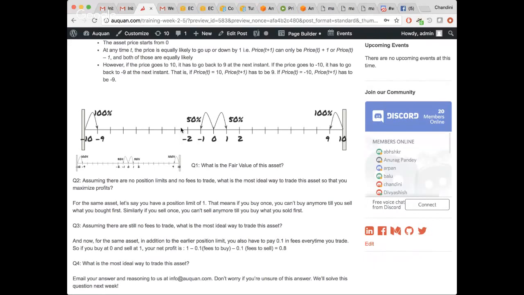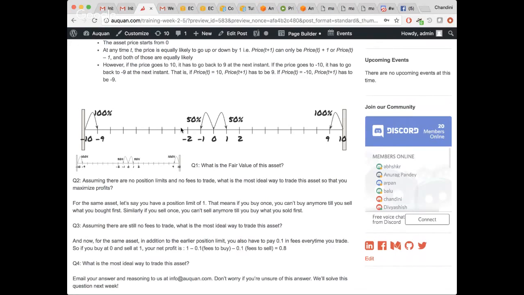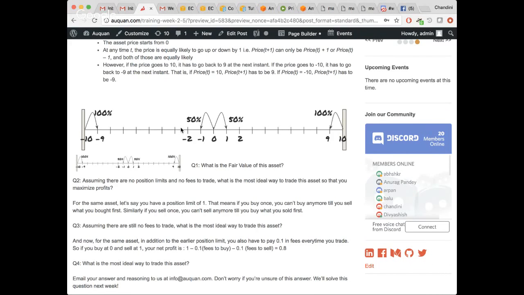You can trade as much as you want. You're not paying any price to trade, and your position can be as much as you want. So you can sell at 1, 2, 3, 4, 5, 6, 7, 8, 9, 10, all the way till 10, and you can wait till 0 to buy them back. You can buy them back at 5, whatever you wish.